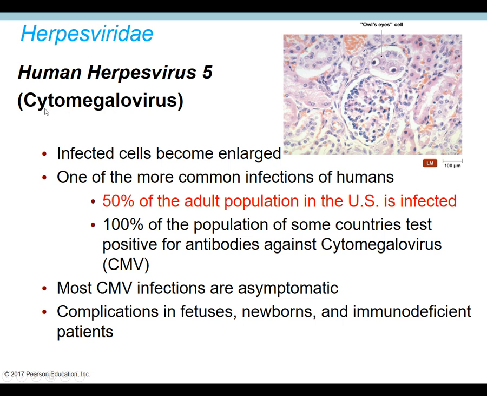Human herpes virus 5 is called Cytomegalovirus. The infected cells become very enlarged, and under a microscope they have a very characteristic appearance. They're called the owl's eyes. It does look like an owl a little bit. And it's very common in the U.S. 50% of the U.S. is infected. That's what our epidemiology numbers tell us. In some countries, 100%. But very much like Epstein-Barr, most infections are asymptomatic, and your biggest issue will typically be in fetuses, newborns, and immunodeficient or immunosuppressed patients.